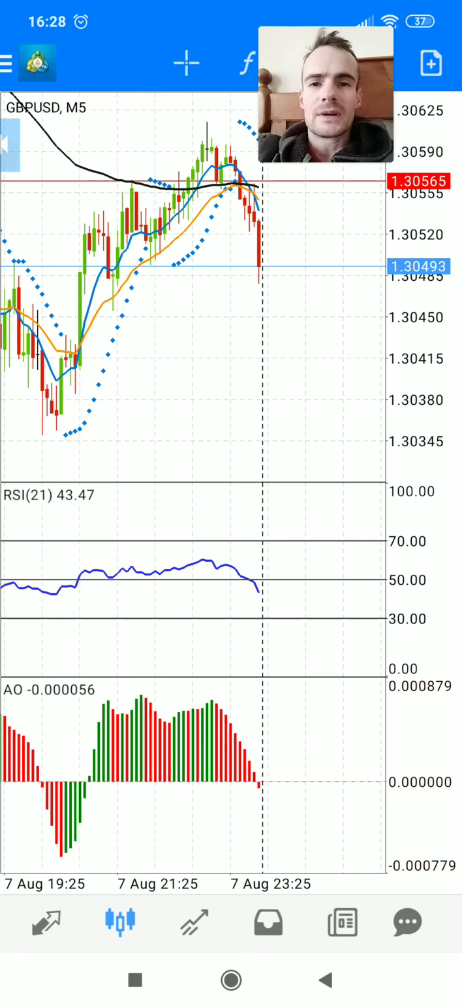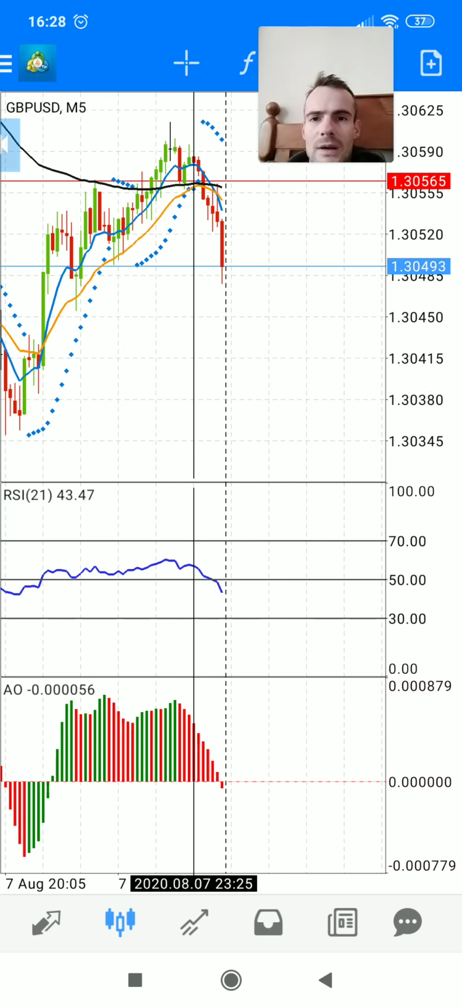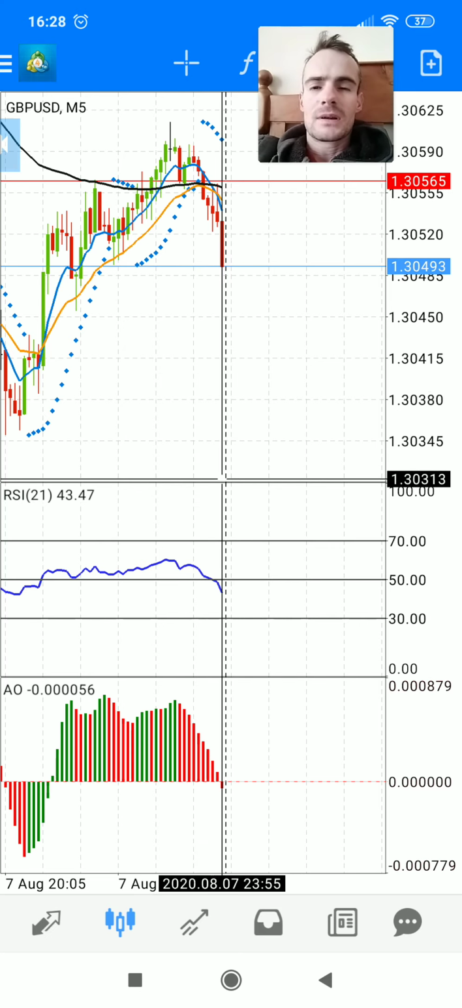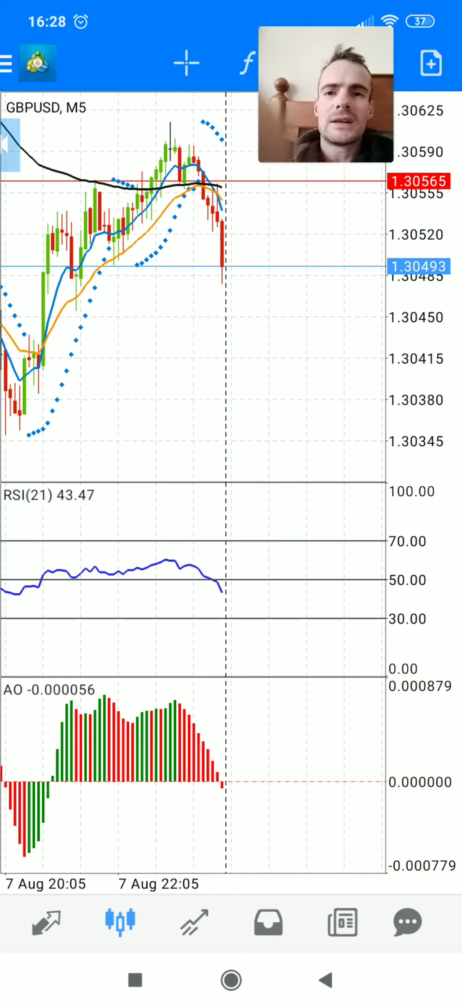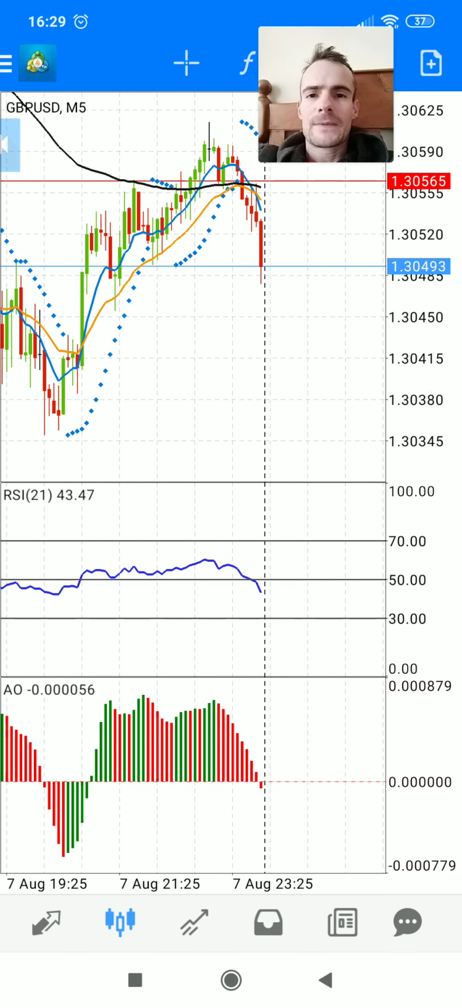So basically, it's a very simple strategy because I believe in simplicity when it comes to trading. It just consists of these indicators right here. We've got the black EMA, which is a 90 period EMA that is used for determining trend. Then we've got an 8 and a 20 EMA. The orange one is the 20 and the blue is the 8.